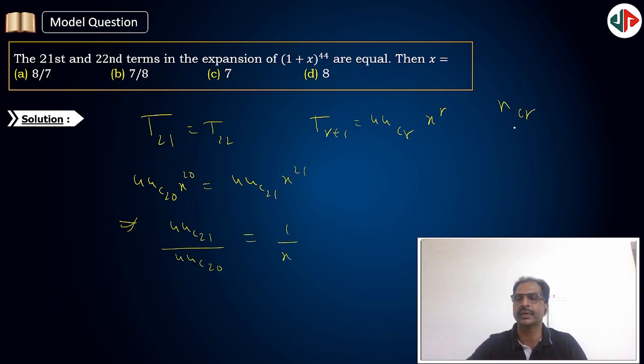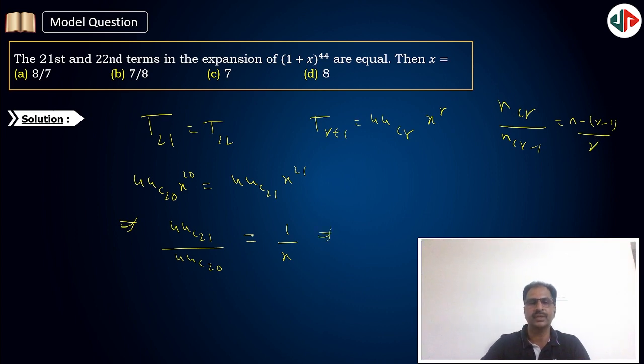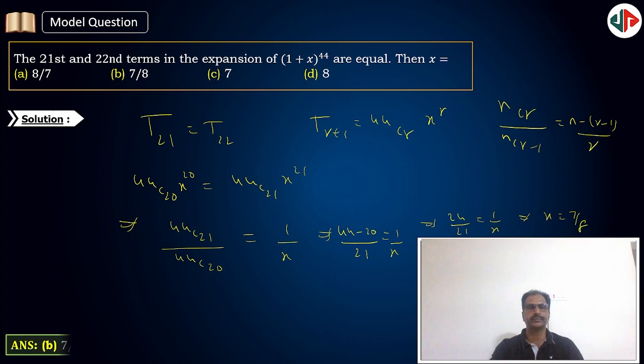What is the formula for nCr by nC(r minus 1)? It is (n minus (r minus 1)) by r. Now here the left hand side is in that form, nCr by nC(r minus 1). So which is (44 minus 20) by 21 is equal to 1 by x. So 24 by 21 is equal to 1 by x, or x is equal to 21 by 24, which is 7 by 8. Option B.